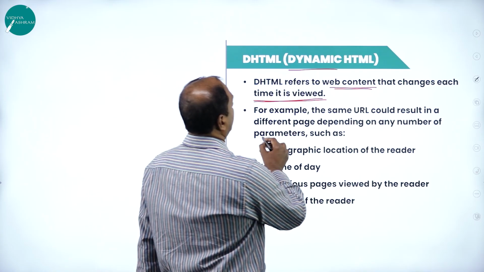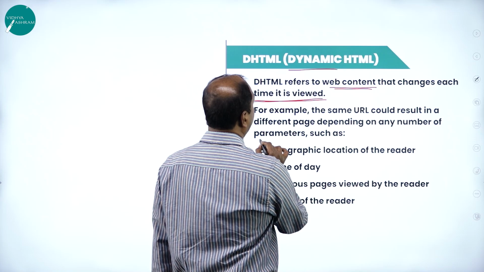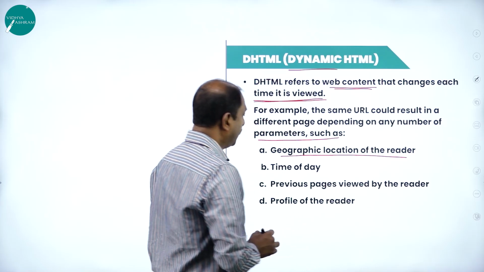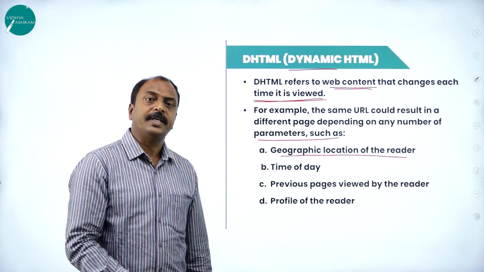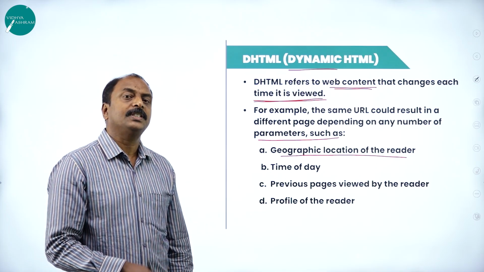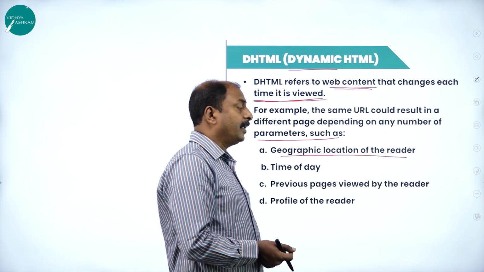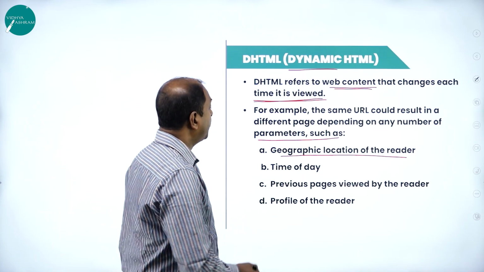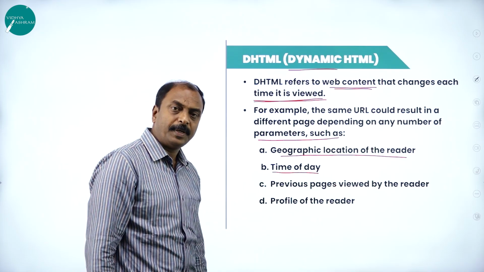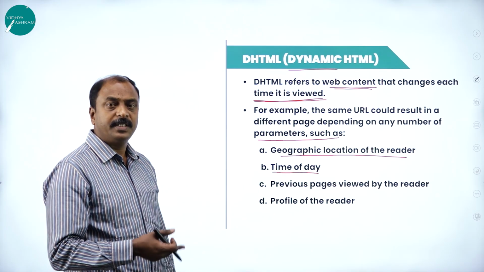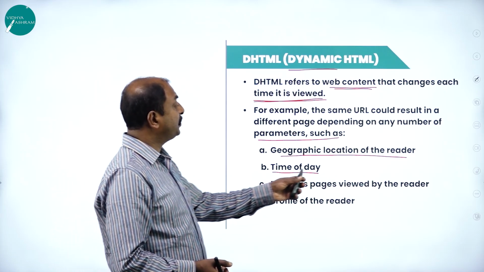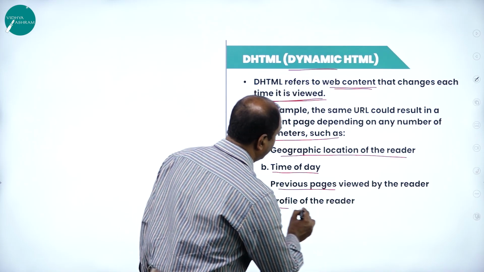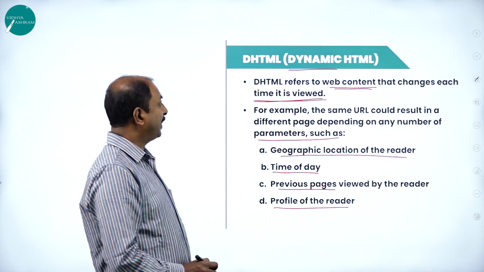And here, a different page is shown depending on certain parameters. The parameters may be the geographic location of the reader. Suppose today you are visiting the website here, and tomorrow you visit the same website from a different location. Then the design or the content keeps changing. Next, the time of the day, as I told you just now. Maybe you visit the site at this time, and after 10 minutes it may change. And also the previous page viewed by the reader and the profile of the reader. It also depends on these different parameters.